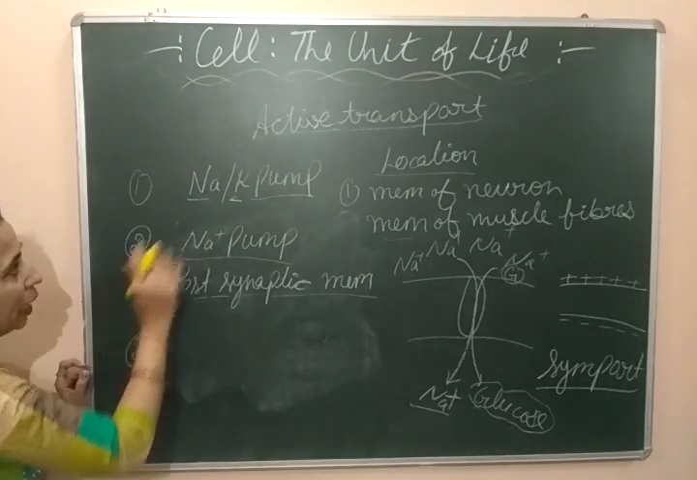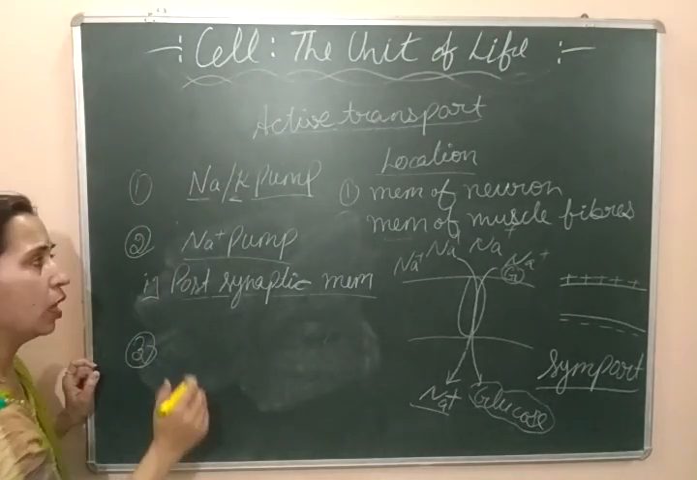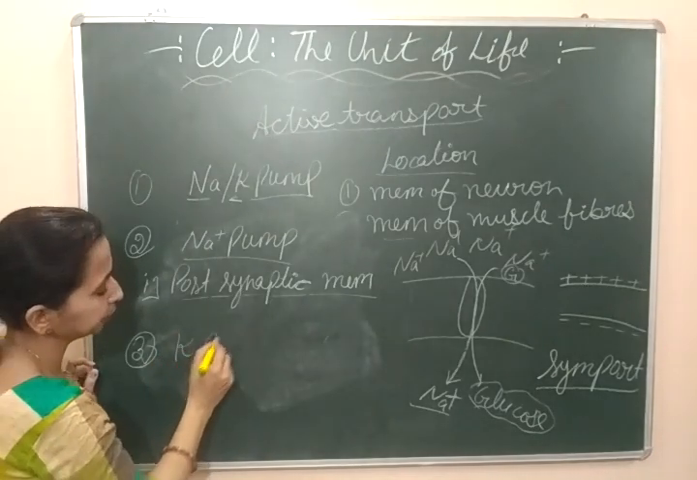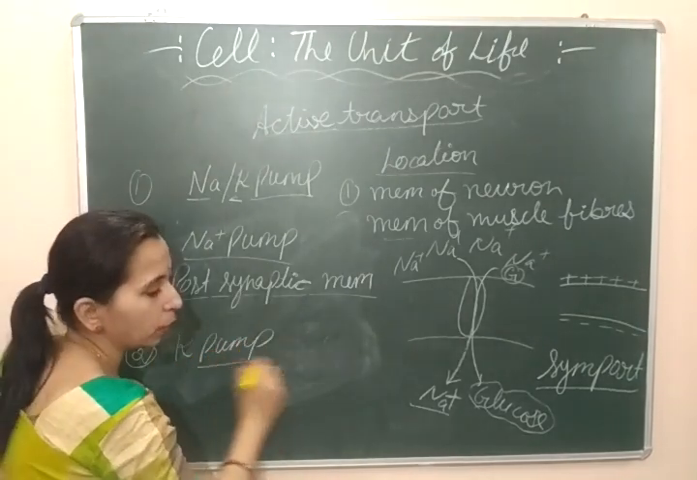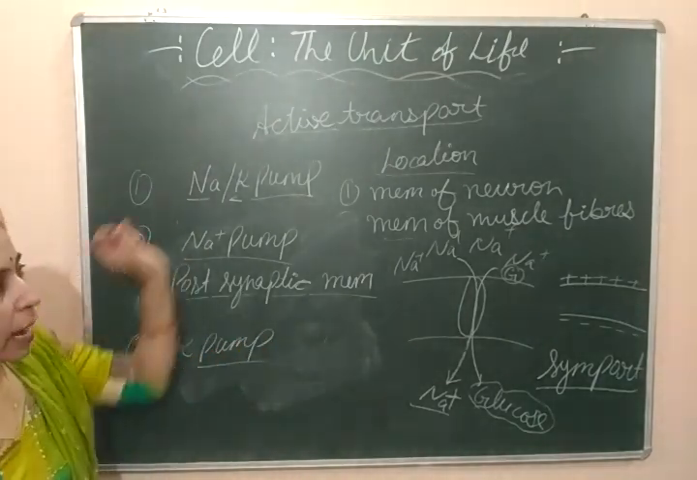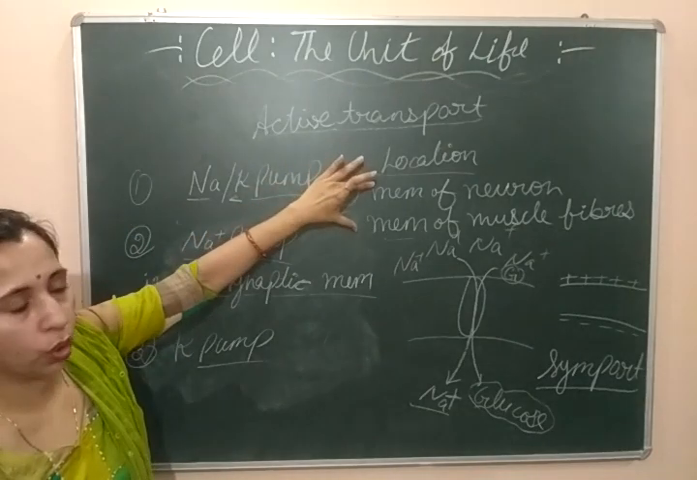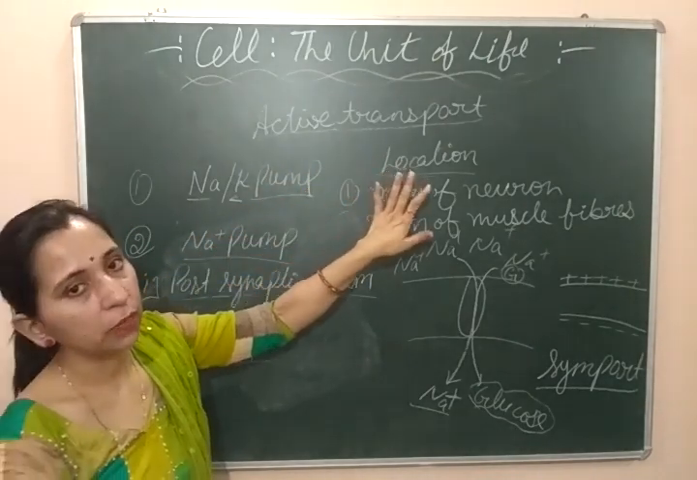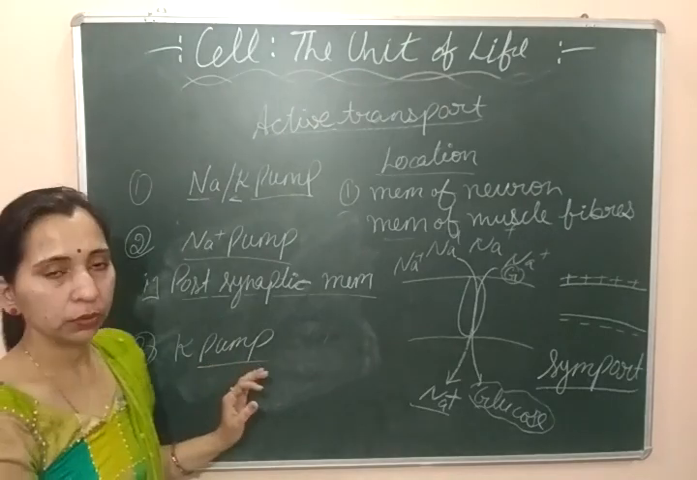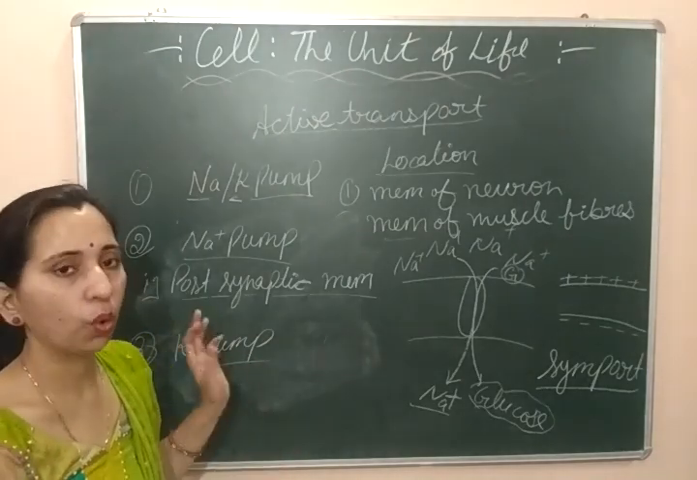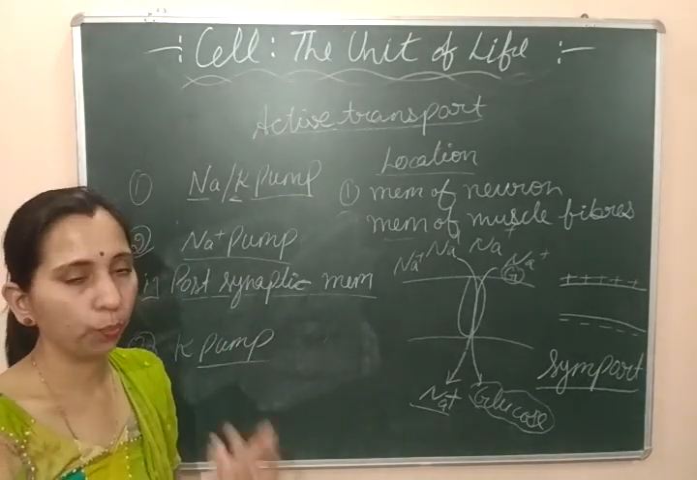The third type of pump which we will discuss here is the potassium pump. Potassium pumps are also found in the membrane of neurons and the membrane of muscle fiber. And in the potassium pump, the proteins are responsible only for the transportation of potassium.